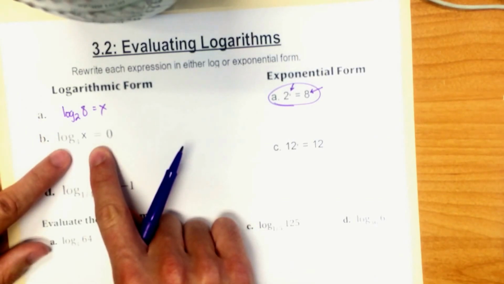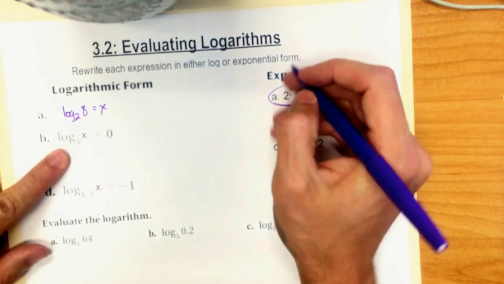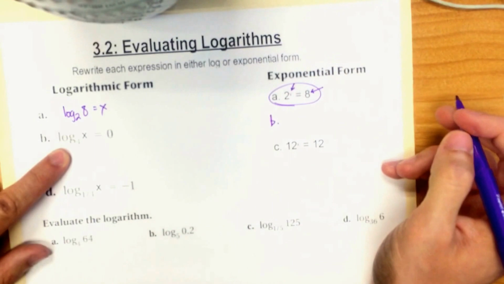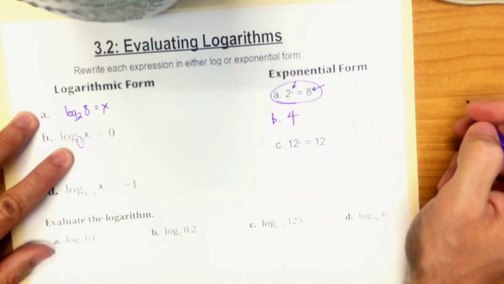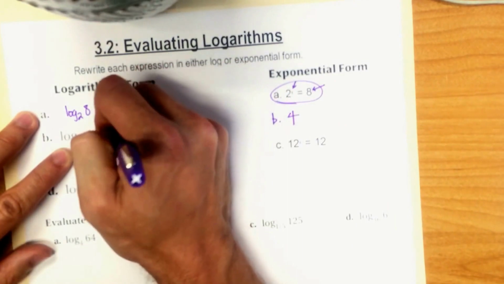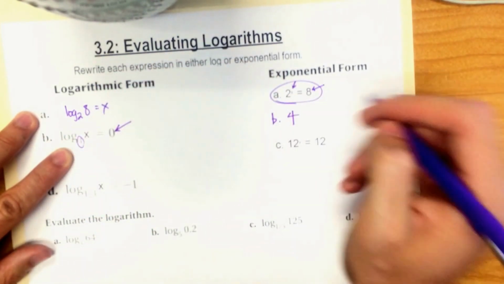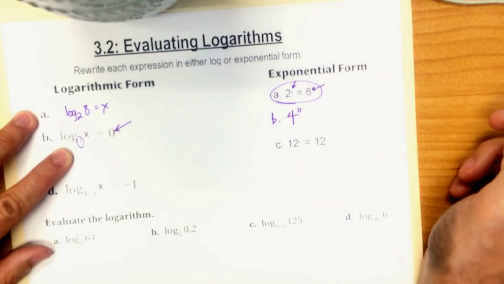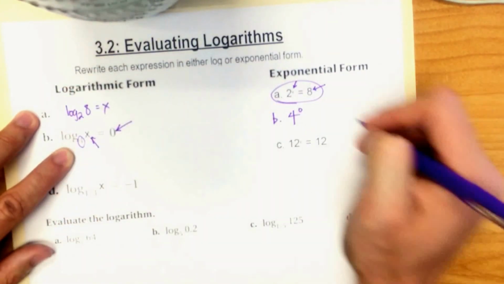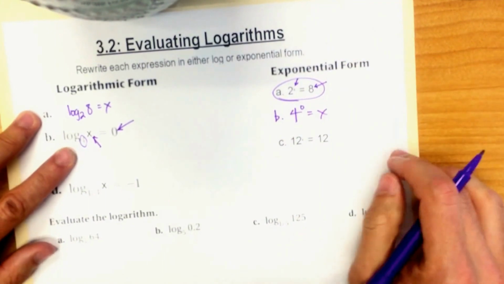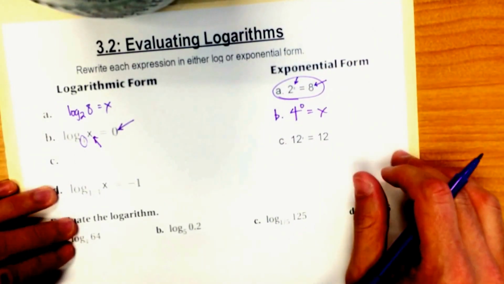If I take my log expression and I put it in exponent form, first thing, if I have a log base of 4, that becomes exponent base 4. The number on the other side of the equal sign, a log is always equal to the power, so 4 to the 0. And then the inside portion of the log goes on the other side of the equal sign. 4 to the 0 equals x.